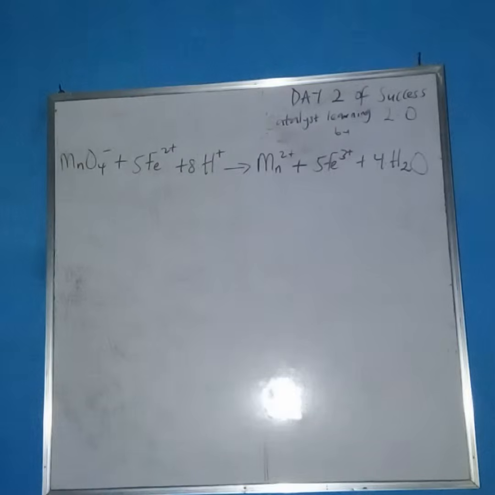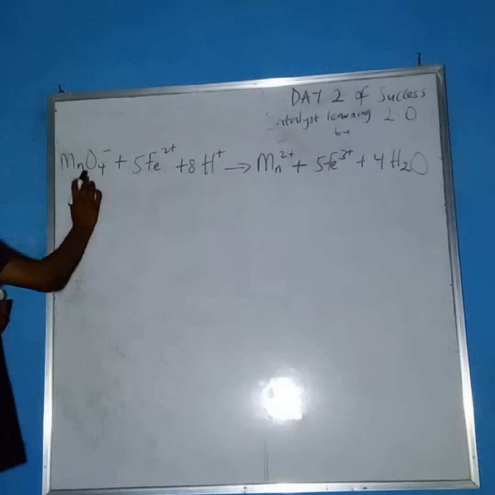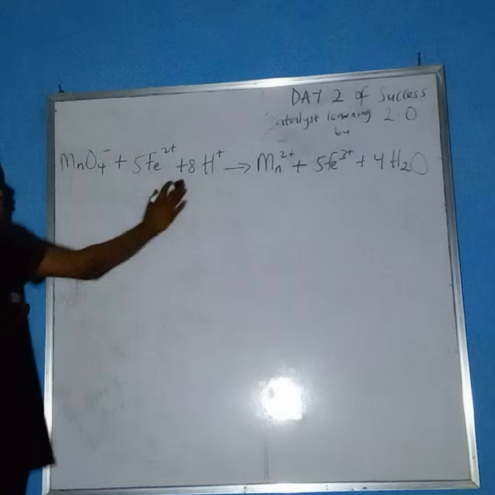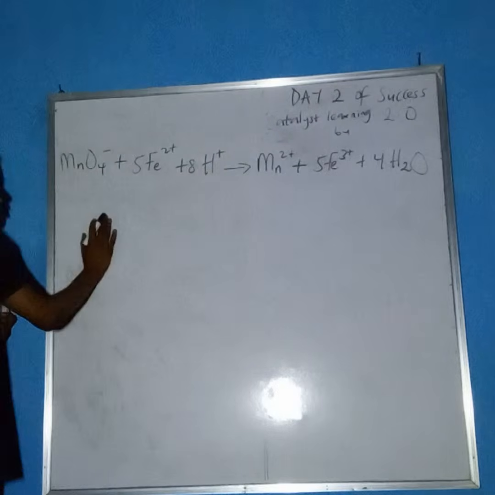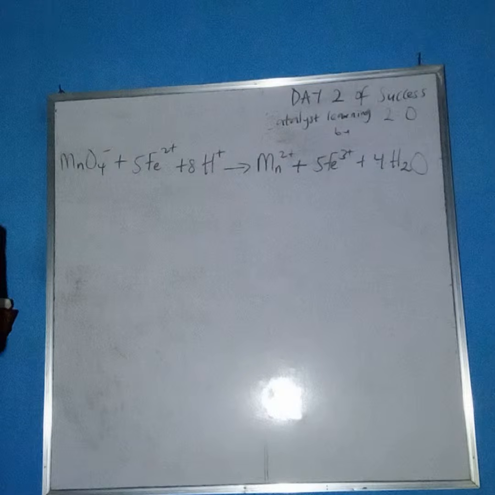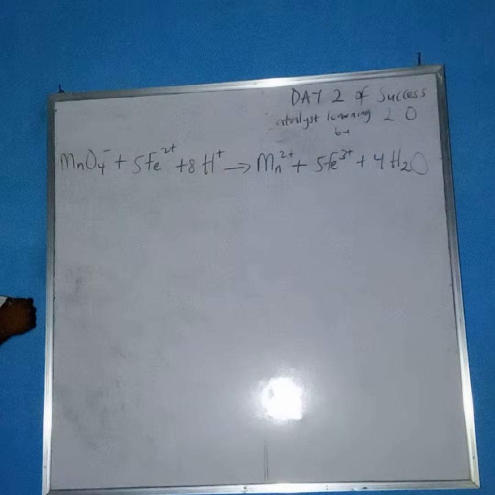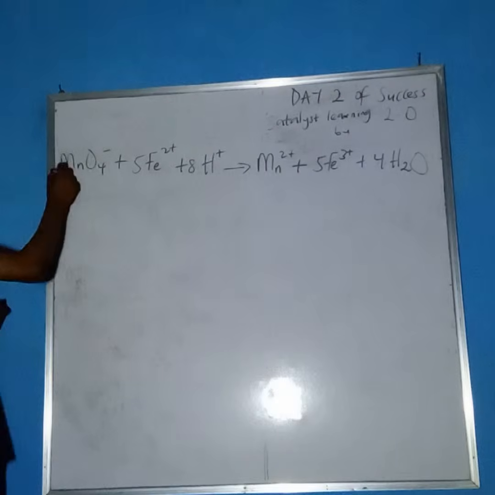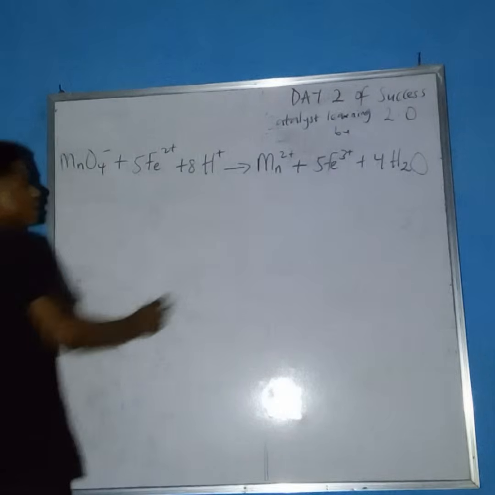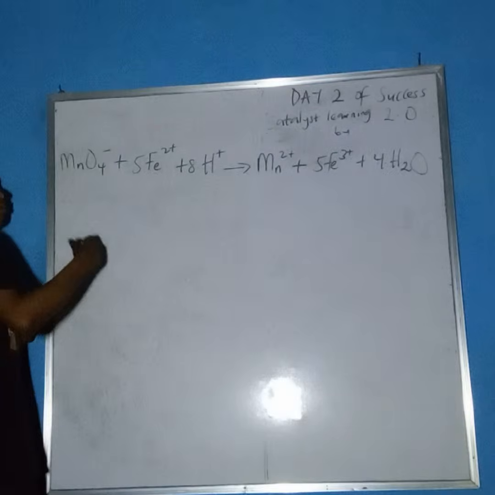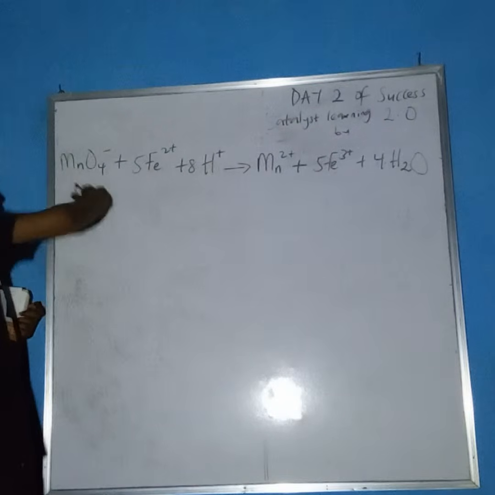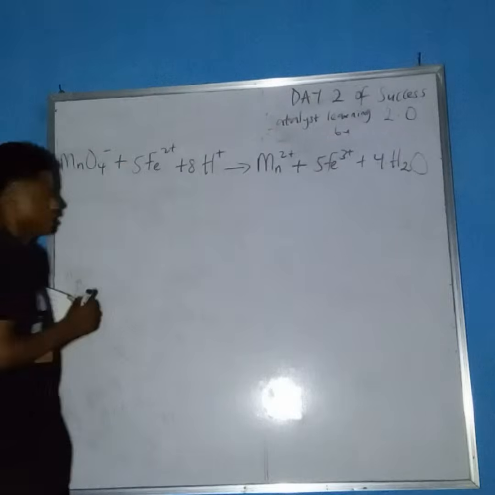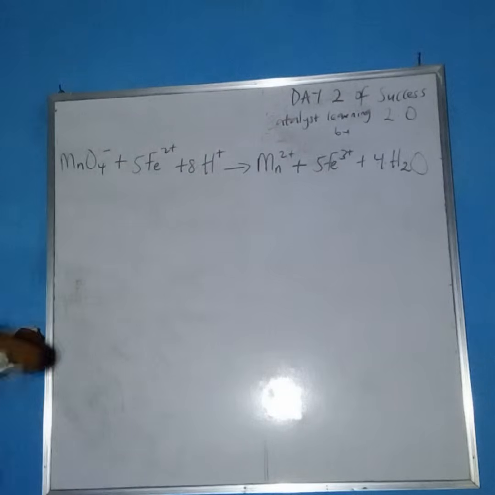Now the question asks, I don't know if you can see the board. MnO4 minus plus 5 Fe2+ plus 8 hydrogen ions gives us manganese 2+ plus 5 Fe3+. We already see it there. So they're asking us the oxidation number. This is the reactant side. They're asking what is the oxidation number of manganese here, and how was it able to change to the oxidation number in this place? That's what they are saying. The question is what the oxidation number of manganese changed from.